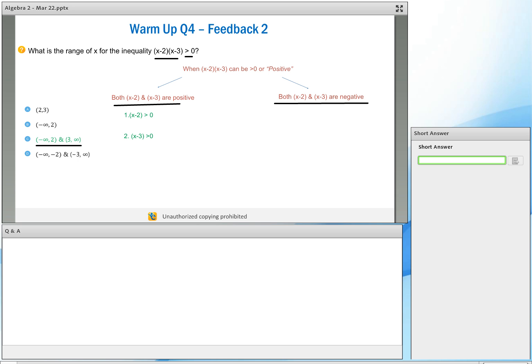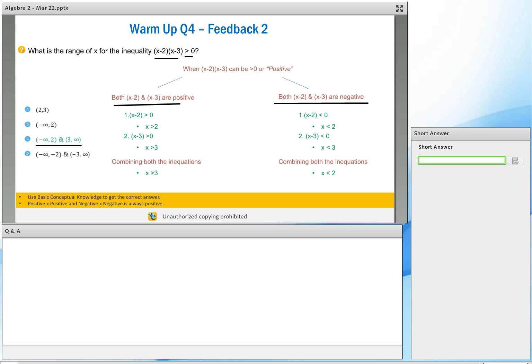So both of these are positive when both x minus 2 and x minus 3 are greater than 0, or essentially when x is greater than 3. And both of them are negative when both x minus 2 and x minus 3 are less than 0, which essentially means that x is less than 2. So what is the range of x for these values? It's from minus infinity to 2 with 2 not being included, and 3 to plus infinity with 3 not being included. And that's where you get choice C.